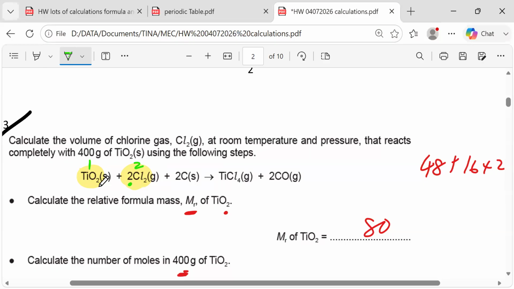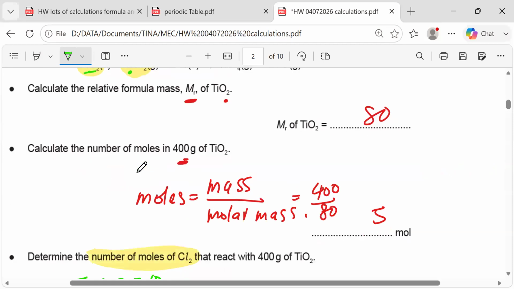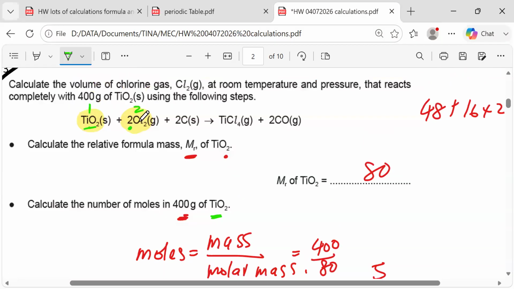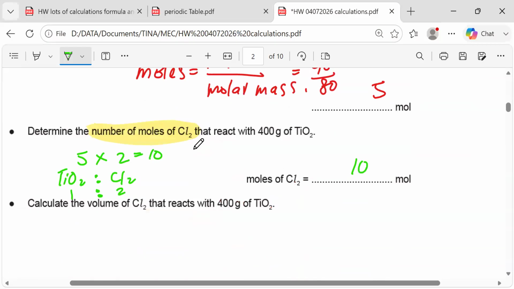Didn't you learn how to balance equations in school already? Okay, so it's 1 to 2. Can you see that? 1 to 2. So that's why I already know this is 5, so this one will be 10, because the ratio is 1 to 2. Get it?